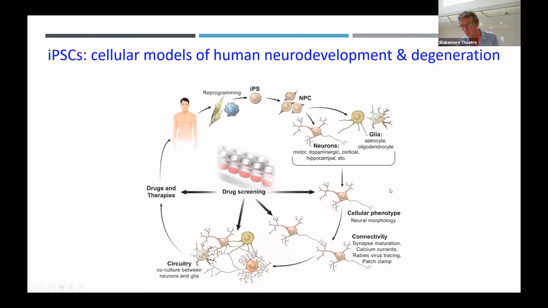What do we do with these? We can look at the individual cellular phenotypes, such as neural morphology. We can look at how they connect together at either an individual level or at a network level. And then we can use these as readouts to try and find drugs which will alter that. And then we can do that on different human backgrounds, leading us to drugs and therapies, leading us to try and find some mitigation for the ravages of Alzheimer's.